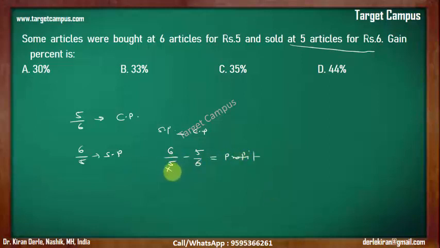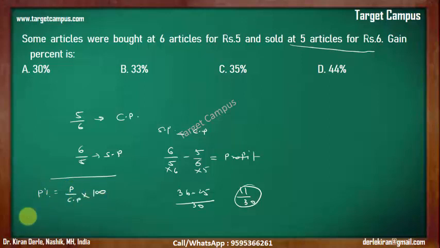So LCM would be 30, 6 into 5. So this becomes 36, this is 25. 36 minus 25 upon 30 is his profit. That is 11 by 30 is the profit, right? And we know profit percent, let's write it here. Profit percent is equal to profit upon cost price into 100, right? What is his profit? Profit is 11 by 30.